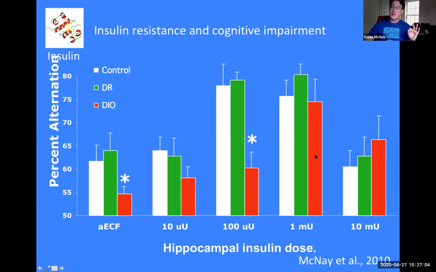Then if you look at these other doses of insulin, a dose of insulin that enhances memory in healthy rats doesn't do anything for the high-fat, insulin-resistant guys. You've got to give 10 times as much to kind of bash them over the head with this insulin hammer and make them get smarter. You can do it, you can enhance, but they're insulin-resistant in the brain.